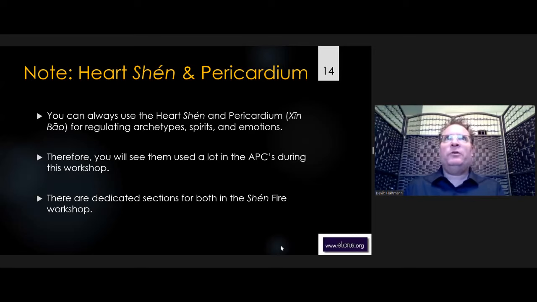And this is Earth and Yi, so there'll be a lot of spleen and stomach points this workshop. Whereas in previous workshops, you had different organs and channels that you focused on.